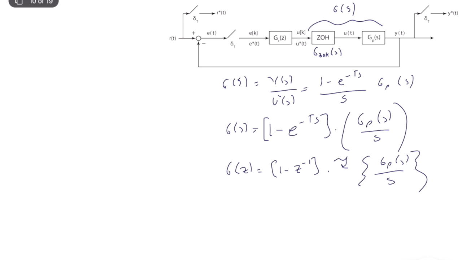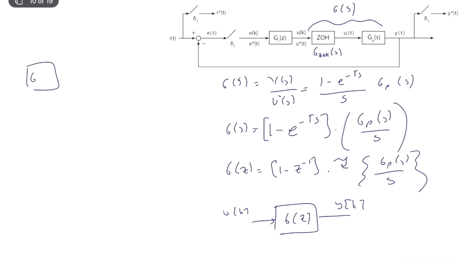So what we did is, we found a discrete time transfer function which technically maps the input signal u of k to the sampled output signal. This is G of z. So let's look at this.